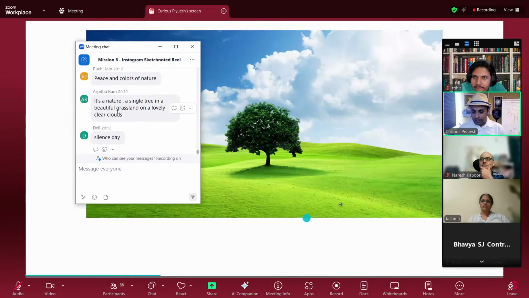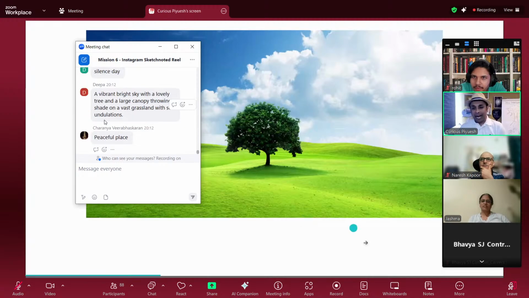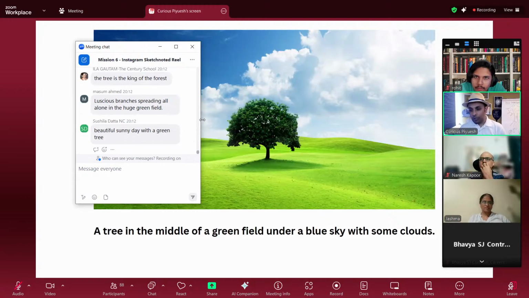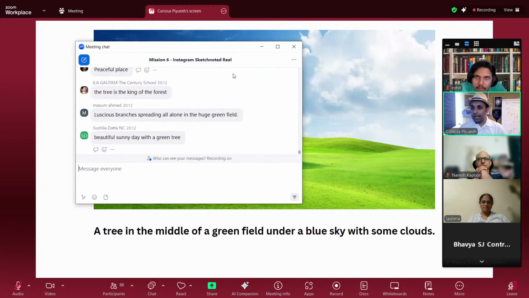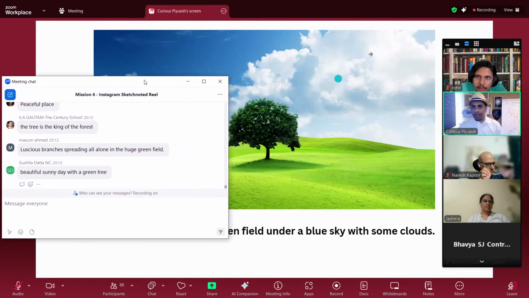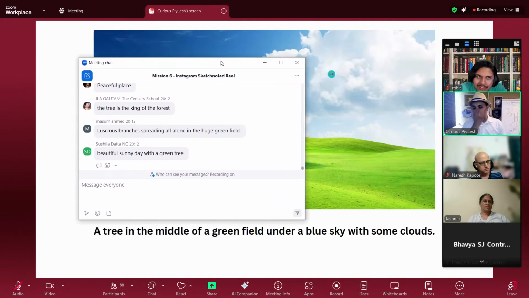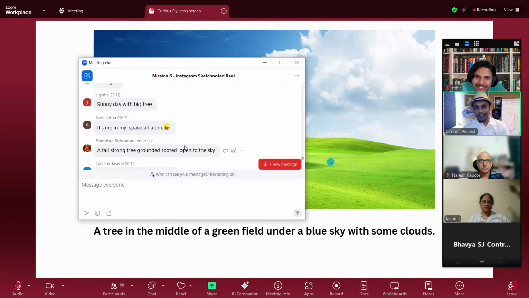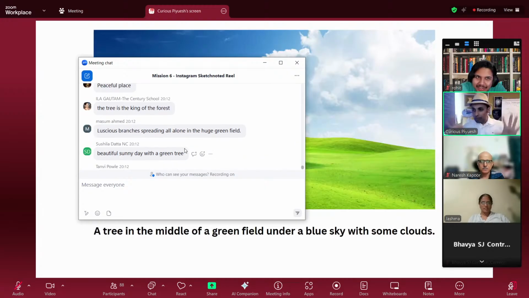Now see what's happening here. Most of us are answering this: a tree in the middle of a green field under a blue sky with some clouds. Do you agree with me? Read all the chats and see what we have been writing today. We already have 90 people, so I'm a little scared. If there are more than 100 people, then there'll be a lot of complaints that people were not able to join. Are we seeing that our answers are like this?